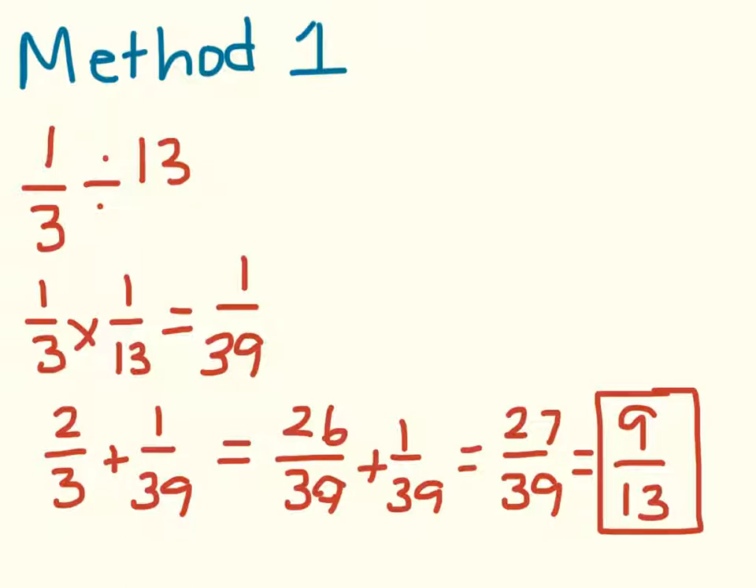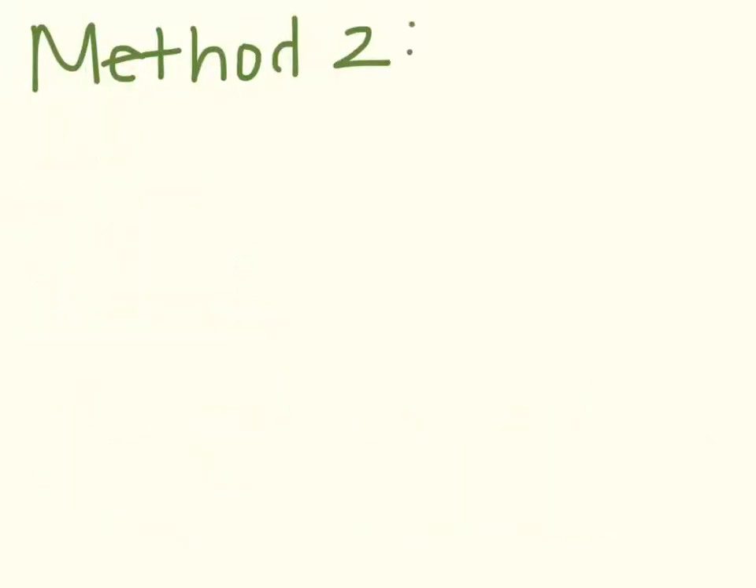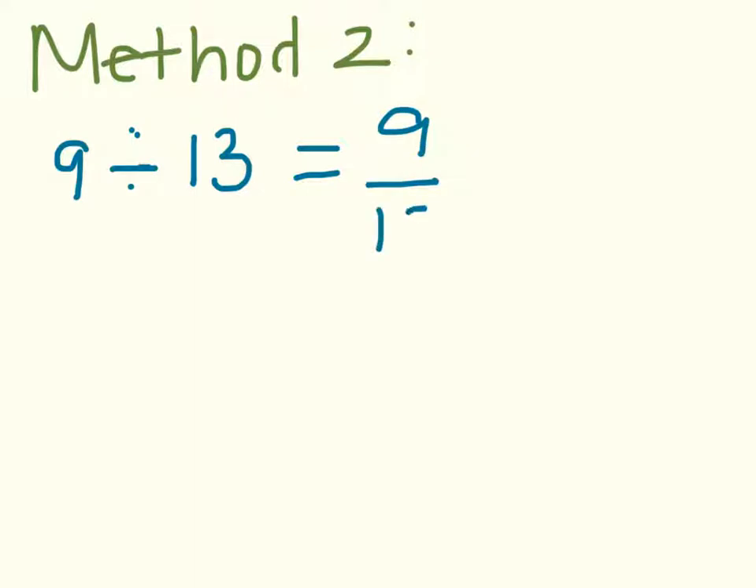All right, there is another way that we can do this problem as well. Let me show you method 2. Method 2 gets directly to the point. We have 9 sticks of clay that we're going to give to 13 children. What is 9 divided by 13? Well, it's 9/13. So each child gets 9/13 of a stick of clay. A lot simpler, isn't it?